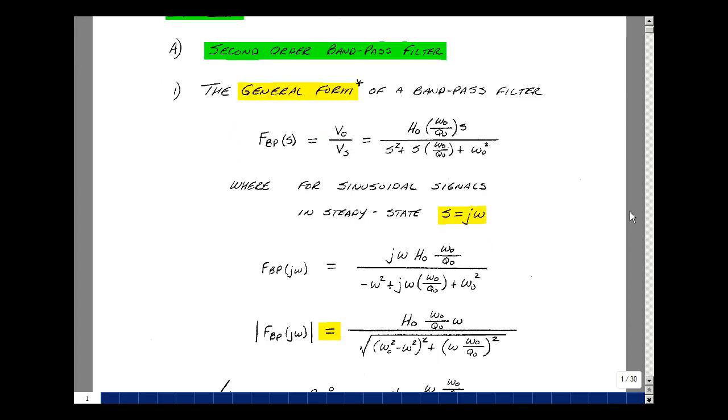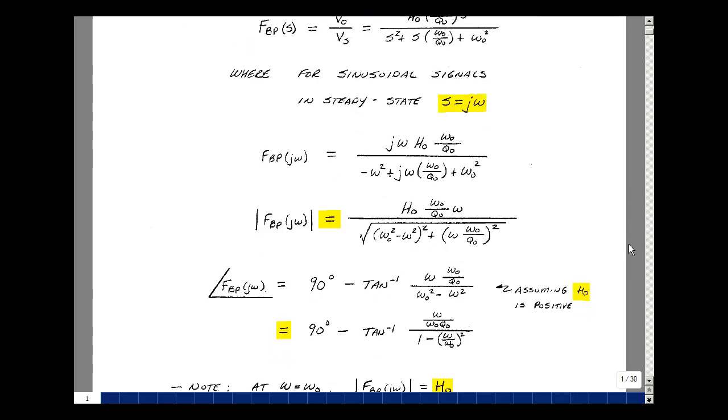And so we'd have j omega times H naught omega naught over Q naught. Then j squared is a minus 1 times omega squared, j omega times omega naught over Q naught, and then omega naught squared. The magnitude is the square root of the real part squared plus the imaginary part squared. But for the numerator, the real part is 0, and so we're just going to have this term multiplying j squared and then square root. This is always a positive number, even if H naught is a negative number.